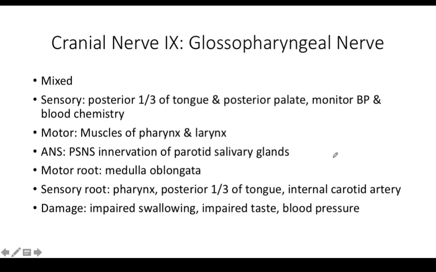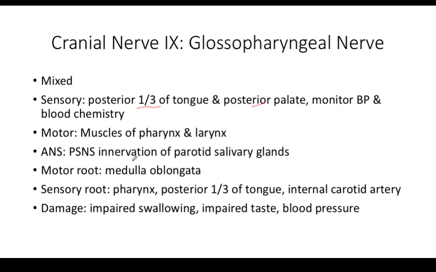Glossopharyngeal is a mixed nerve as well. So the sensory aspects of this deal with senses from the posterior third of the tongue and the posterior parts of the palate. So when people have damage to this nerve, again, they're going to have an impaired sense of taste. They could have a difficult time analyzing more sour or bitter taste sensations. And also there are branches from the carotid sinus, which is a bulbous part of the internal carotid artery that analyzes blood pressure and blood chemistry to help us regulate our blood pressure and our ventilation rates, breath rate.